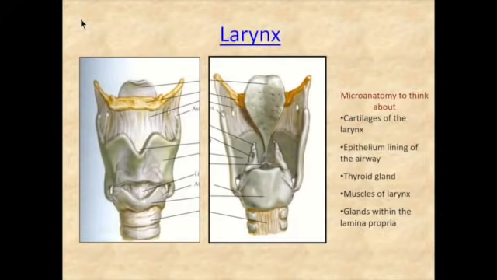All right, the larynx. Hopefully you haven't completely forgotten that the larynx is made up of a bunch of cartilages and also has overlying muscle. So hopefully you haven't forgotten that.